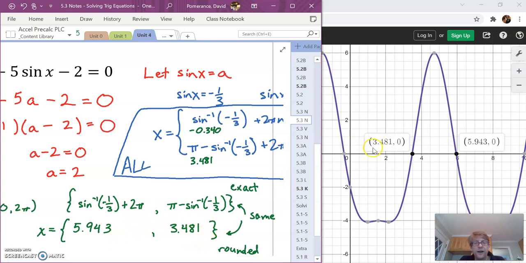And you can see that we do have answers spaced out every 2 pi as well. So this one is 2 pi less than the 5.943. And then this one over here is going to be 2 pi more than the 3.481. And that's represented in all the solutions that we have right here.